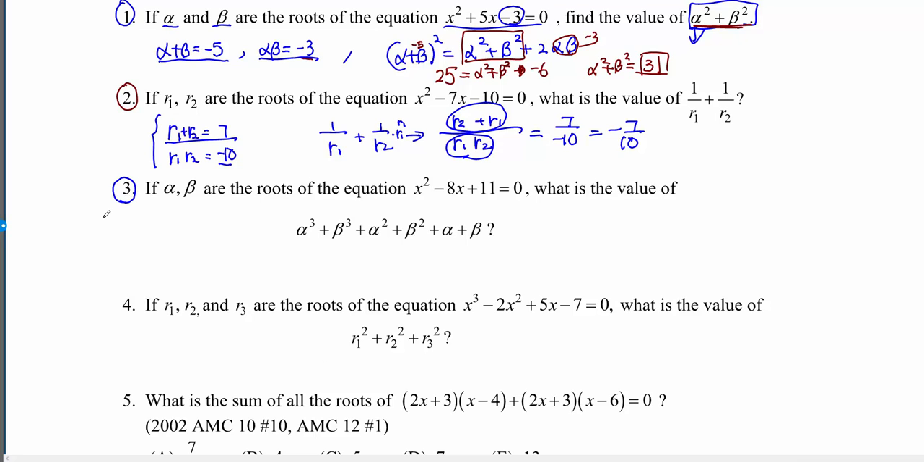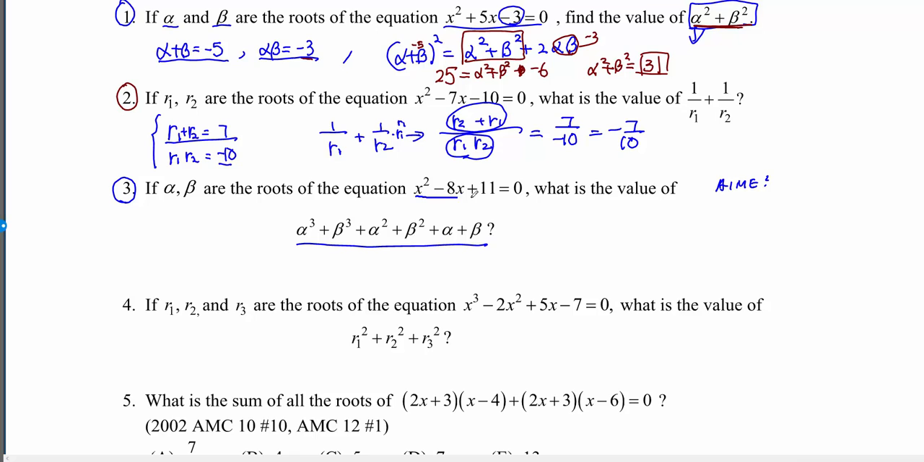But this is a long one, so go write AMC questions, maybe number 1 or 2. Very simple questions, if you know this one. Alpha, beta are the roots of the quadratic equation. What is the value of this one? Can you try this one? The idea is the same as number 2. We need to express it with the sum of the roots and the product of the roots.